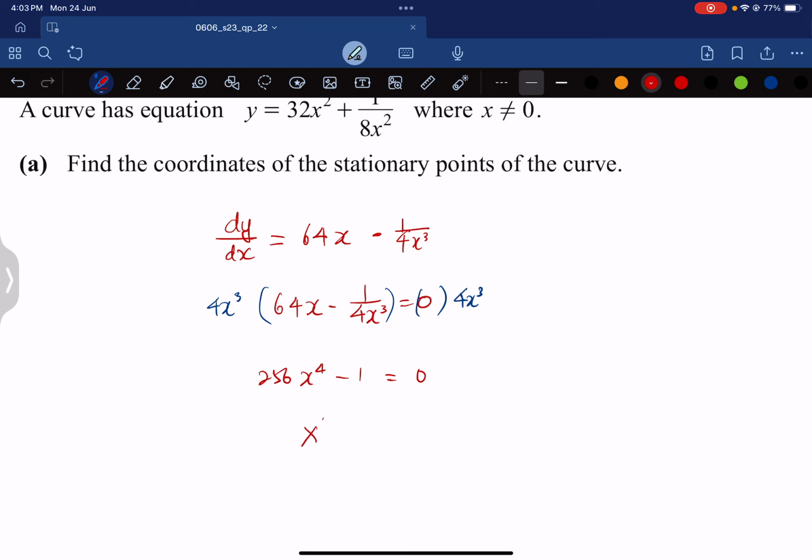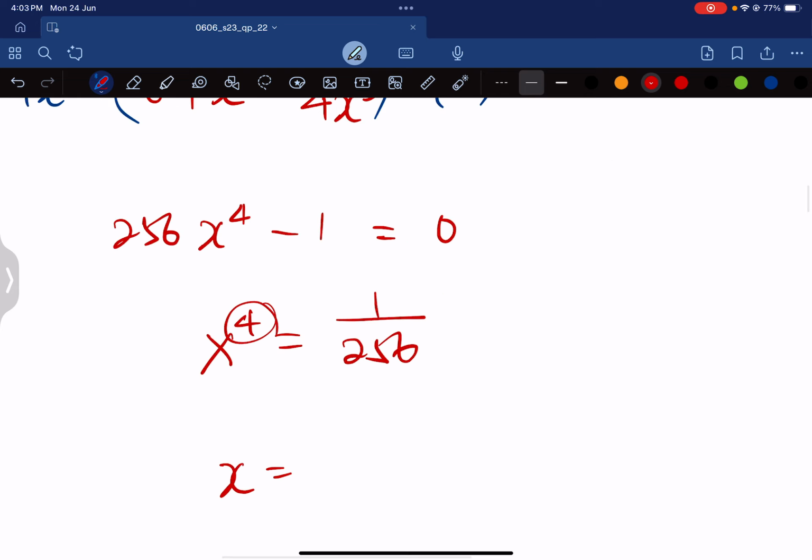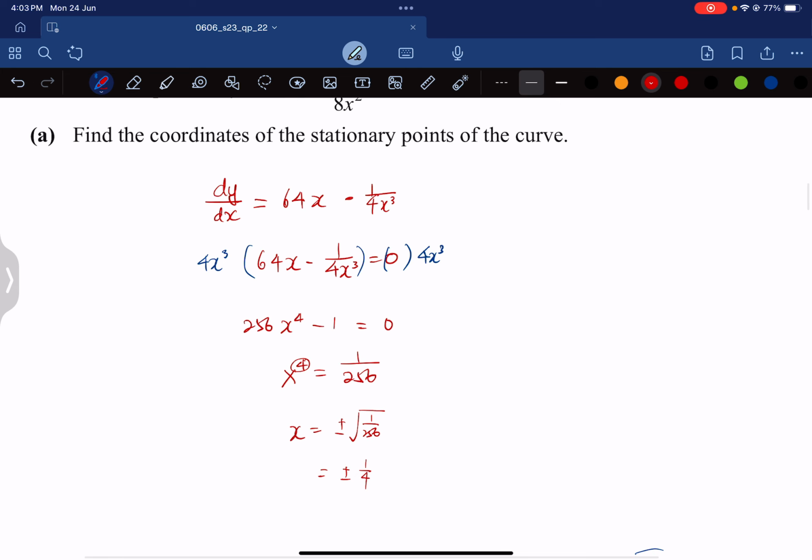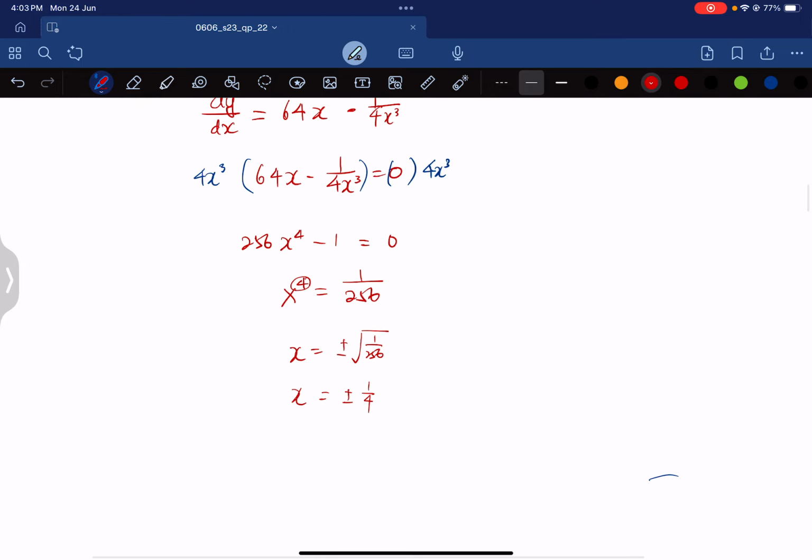So this kind of technique is commonly used in additional maths. What we have here is x to the power 4 is 1 over 256. So x would be, when we try to find the inverse function for an even power, we need to put a plus minus root. Using a calculator, or if you know that this is 4 to the power 4, then this is 1 to the power 4, then you probably know this is 1 over 4.